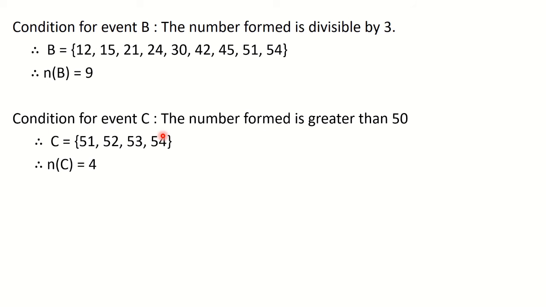Condition for event C. The number formed is greater than 50. Okay. We want the number greater than 50. So obviously you will not see the first 4 lines. You will see the last line, and from that last line you will start from the second element. 51, 52, 53, 54. Number is greater than 50. So 50 is not allowed. We have to write down the numbers which are more than 50. Okay. So here N of C is equal to 4. 4 sample points we have. Complete it.